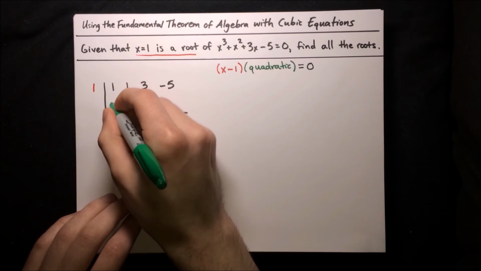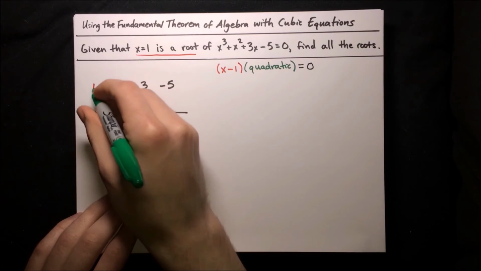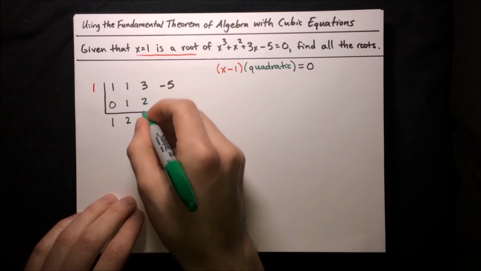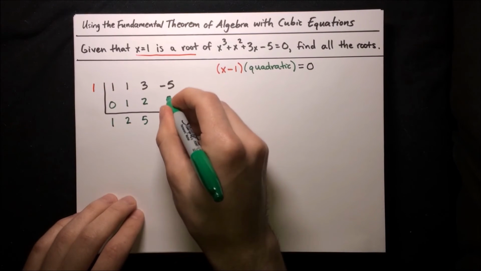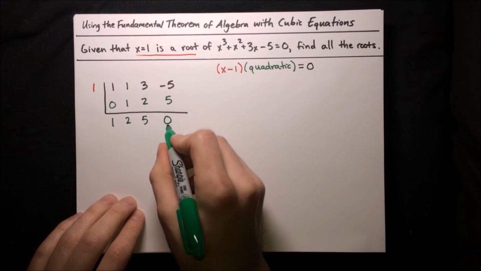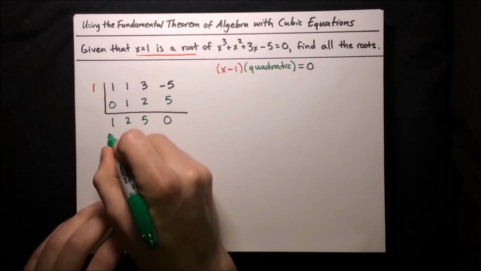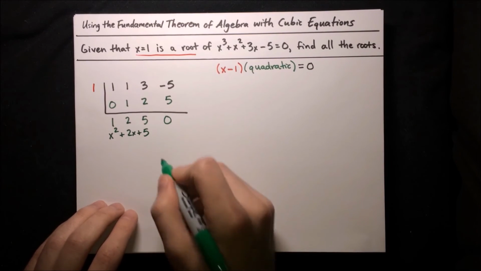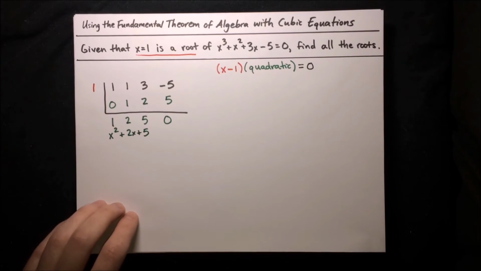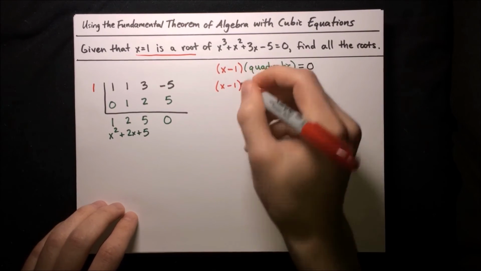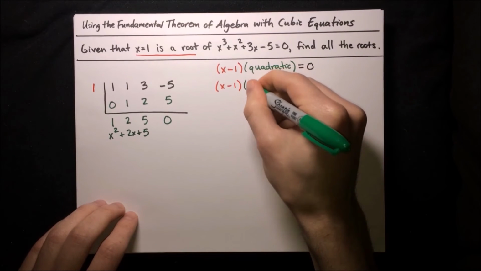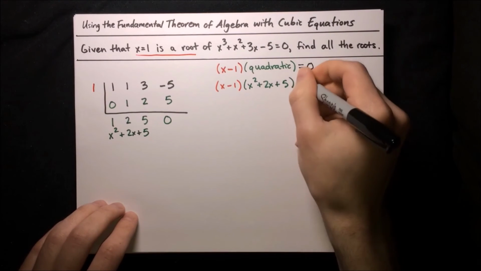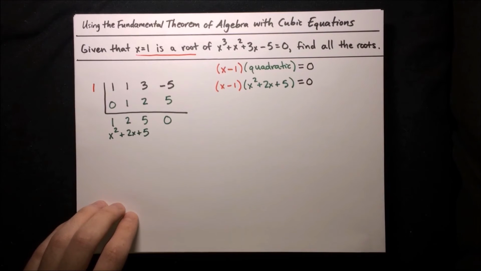Okay, so start it off with 0, add down the column, 1 times 1 is 1, add down the column, 2 times 1 is 2, then add down the column, 5, then times 1 is 5, add down the column, 0, good, so no remainder, and then our quadratic is just 1x squared plus 2x plus 5 with no remainder. Okay, there we go. So we can write this again as x minus 1 times that quadratic, x squared plus 2x plus 5 equals 0. And now we can go ahead and set each factor equal to 0.